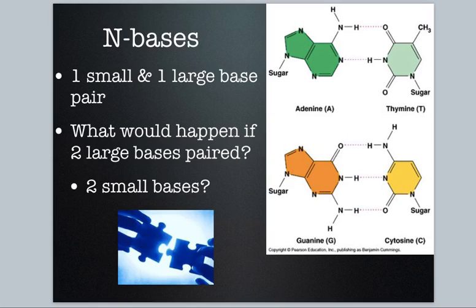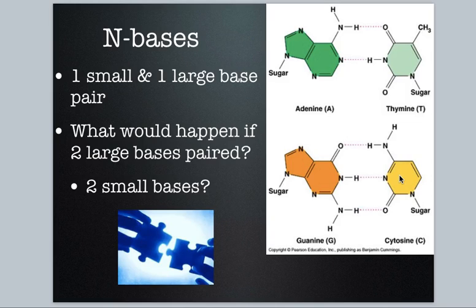All right, nitrogen bases. These are your nitrogen bases. Adenine is a large base. Thymine, its mate or pair, is a short base. Guanine, G, is a long base. Cytosine, C, is a short base.